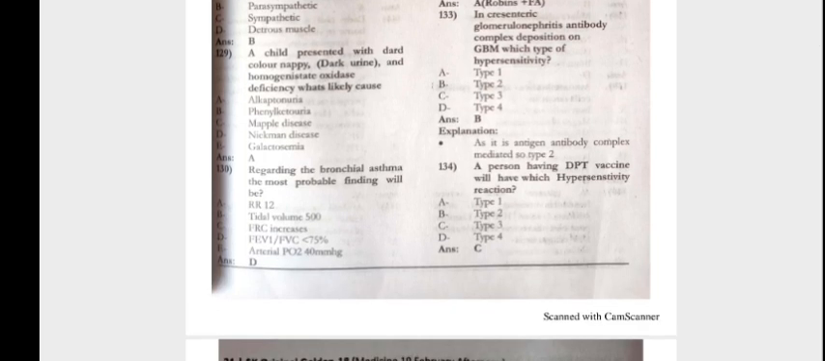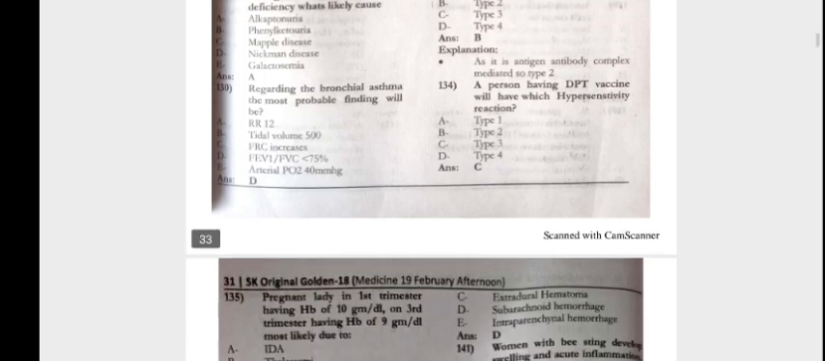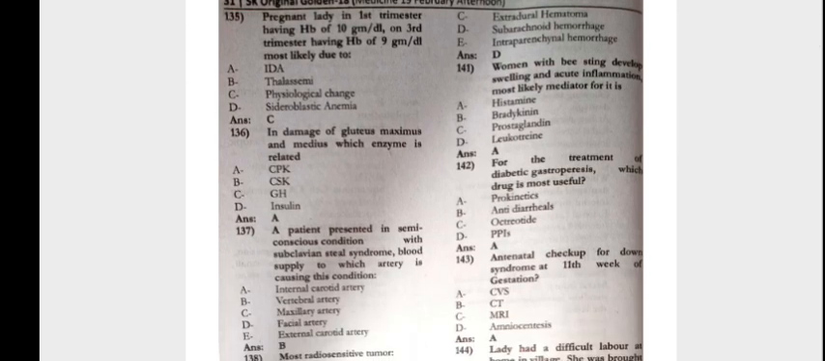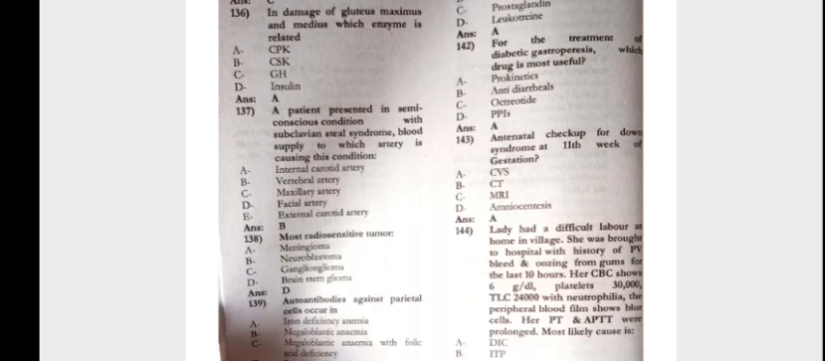A person having DPT vaccine, he will have hypersensitivity reaction to the type 3. The pregnant lady in the first trimester having HbF 10, on third trimester HbF 9. Most likely it is due to the physiological change. Damage of the gluteus maximus medius, which enzyme is raised later, that is the CPK. The patient presenting the semi-conscious condition with subclavian steal syndrome, blood supply to which artery causes this condition? There is the vertebral artery.